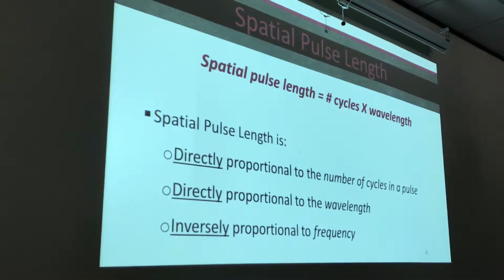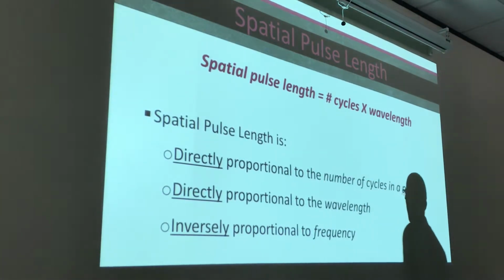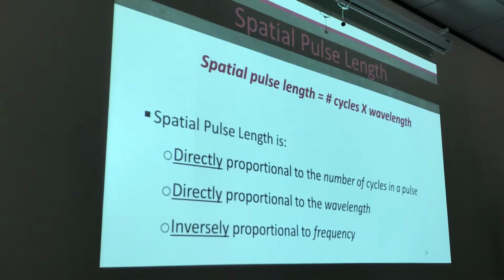Can somebody tell me the formula to determine how we get the wavelength? Does anybody remember? What's the formula? Divided by the frequency. Absolutely. That's how you determine the wavelength. You take 1.54 millimeters divided by the transducer frequency. Remember, if a transducer is a 1 megahertz transducer, it's going to go 1.54 millimeters.